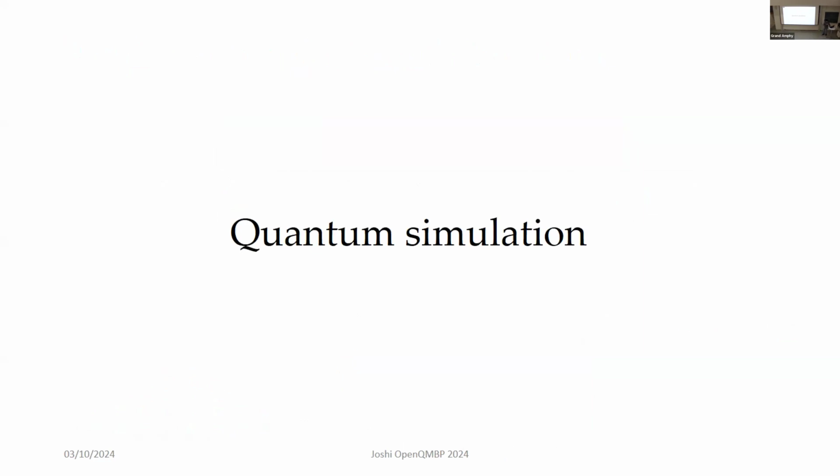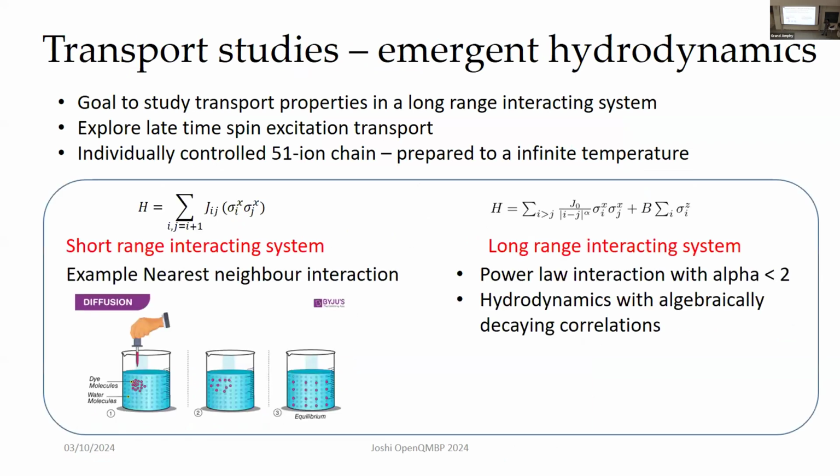Now I'm coming to the main quantum simulation results. The first project that I will be describing is studying transport properties on a spin chain. What we know from classical hydrodynamics is that diffusion is described by the equation of classical hydrodynamics. Most of the time people deal with, for example, very short range interaction where normal diffusion takes place. If you take some dye molecules and put them into a beaker of water, these dye molecules slowly dissolve over the water, and this process is basically called normal diffusion.